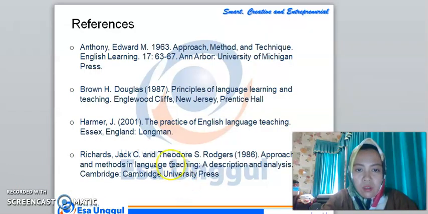The next slide is references. I got some sources about this topic, so you can find those sources for your further reading.